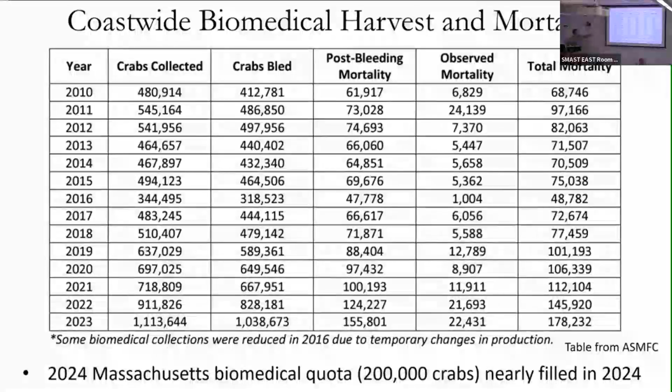This is looking at coast-wide landings for horseshoe crabs. Number collected, it's more than doubled since 2010. Number of crabs bled has also more than doubled. Post-bleeding mortality, which is an estimate based on the number of crabs bled, they had a 15% mortality of that. That's also more than doubled. Observed mortality has also almost tripled, and total mortality down there has more than doubled as well over that time period.